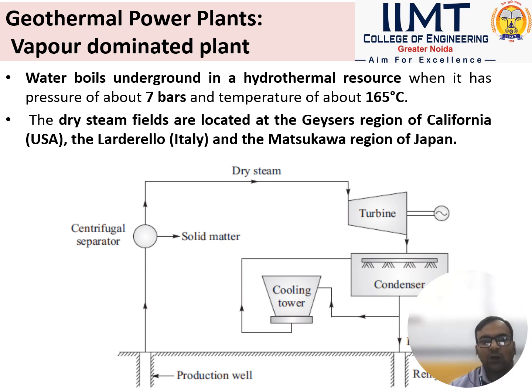So here we can see for a water dominated plant, the pressure of the steam is about 7 bar, and the temperature is about 165 degrees centigrade. So we will not be able to get a sufficient amount of energy, because we need a high temperature of this vapor coming out from inside the earth.